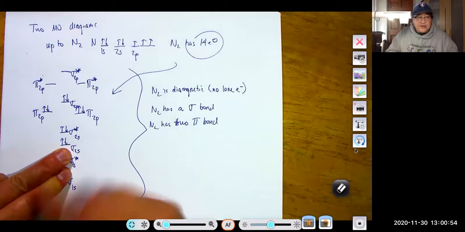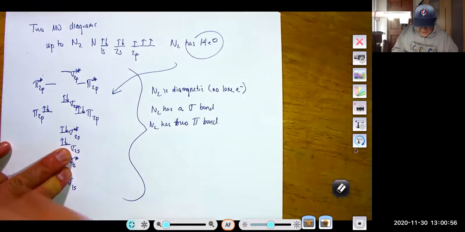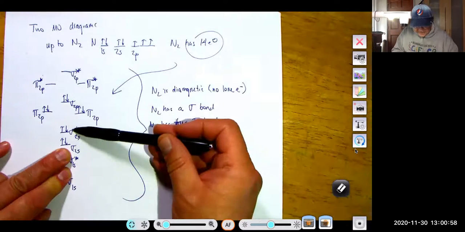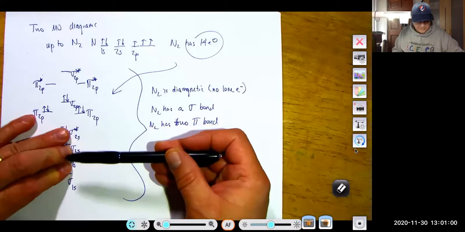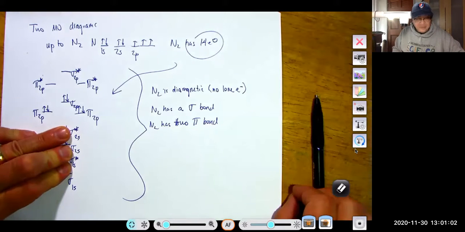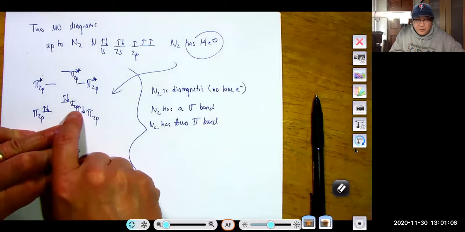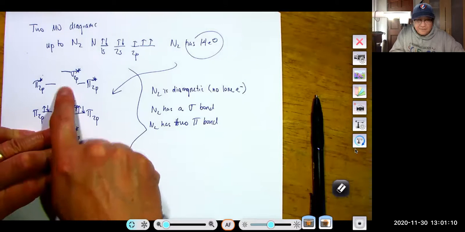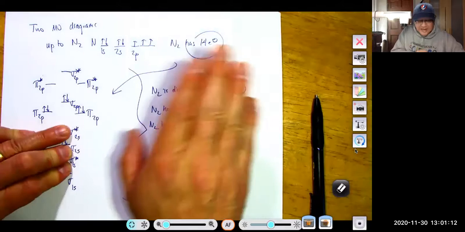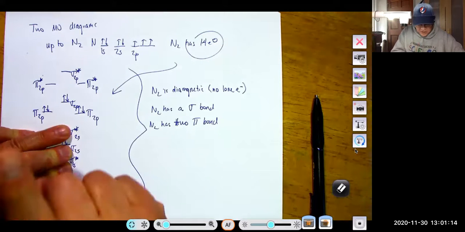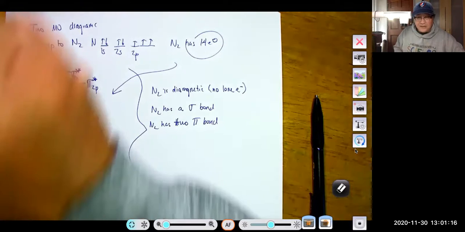Are there any others here that cancel? The answer is these 2. These 2 cancel these 2, so there's no bond. Now, do you see these 2 electrons in a sigma 2p orbital? That's a bond. Do you see above? There's no electrons, so these don't get canceled. So there's 1 sigma bond.